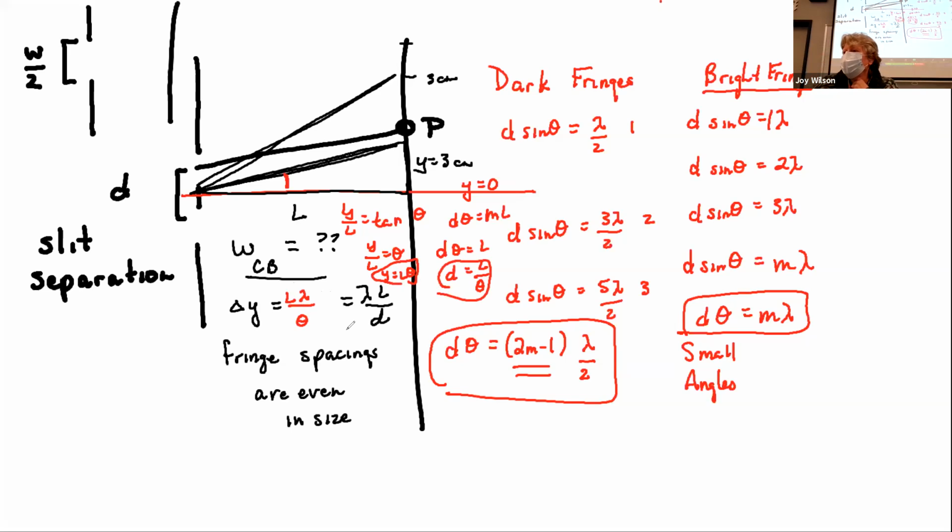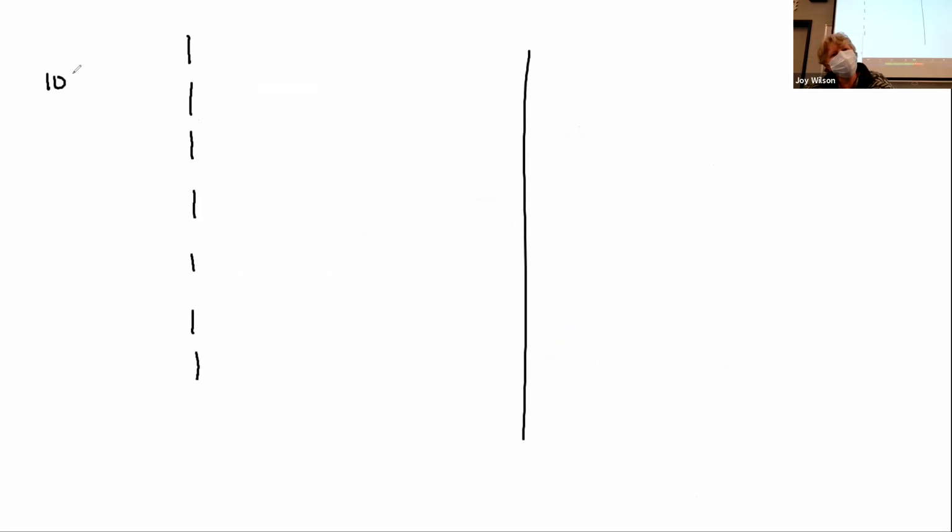Okay? And then last but not least, what do we do with diffraction gratings? Here we go. Diffraction gratings look like this. You have lots of slits. And what they usually tell you with the diffraction grating is this: 100 slits per millimeter.